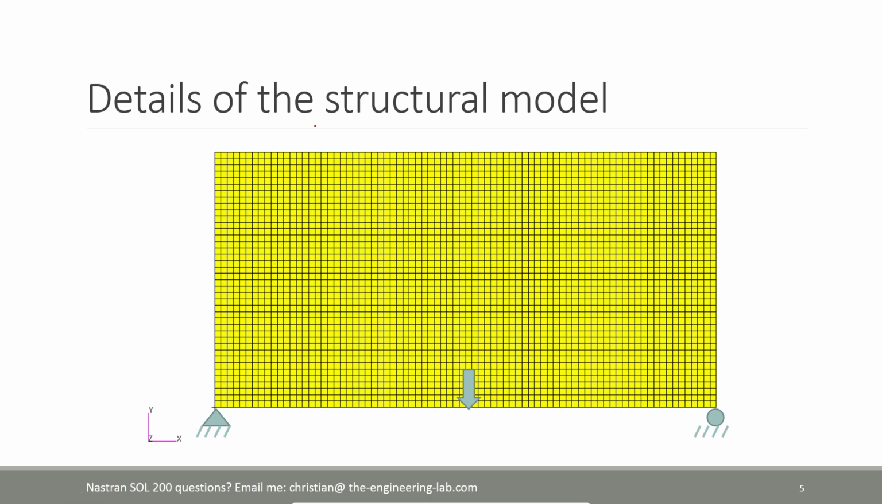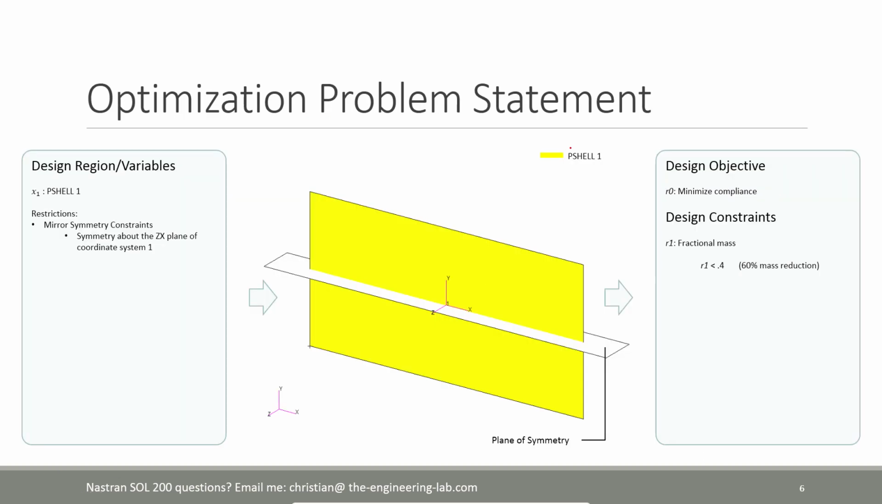Now, let's quickly go over the structural model. This is a plate, simply supported. We are going to apply a load at the midspan. So here you can see the vector and the red dot and where we are applying the load.